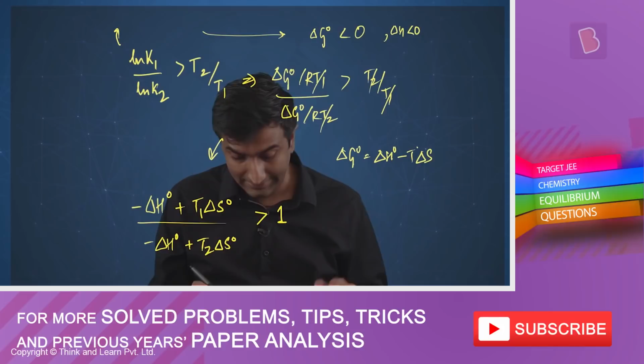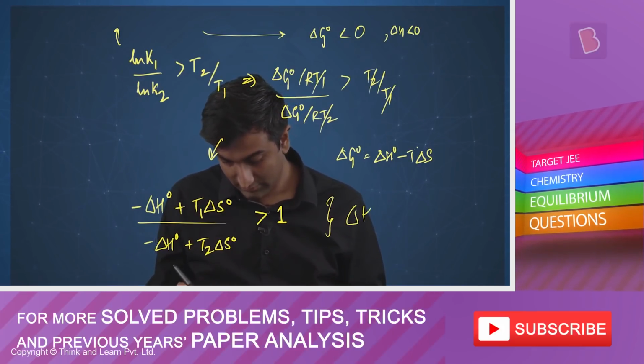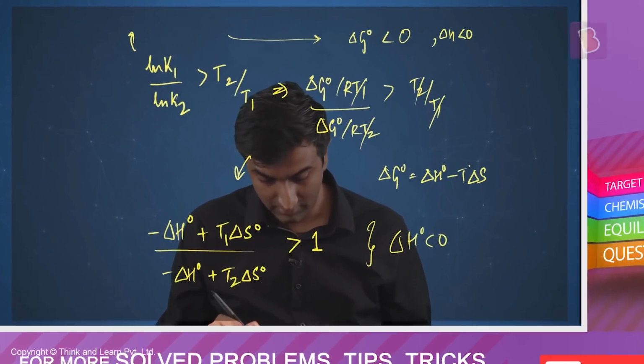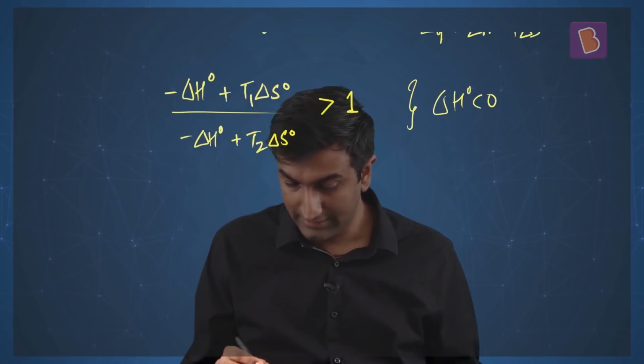So I finally got delta S naught in my expression. I know what delta H naught is. Delta H naught is less than 0. Okay. And T2 is greater than T1. I also have that. Now, what can I do here? So, okay, delta H naught is less than 0.